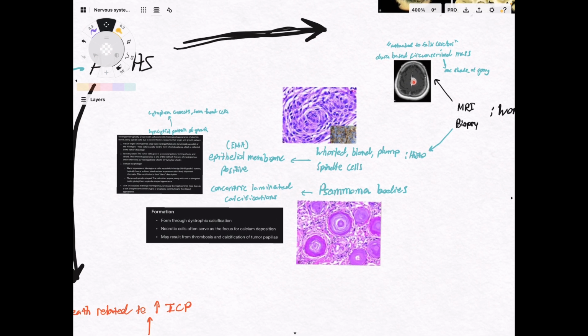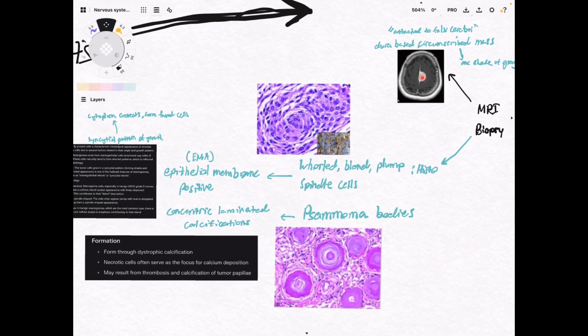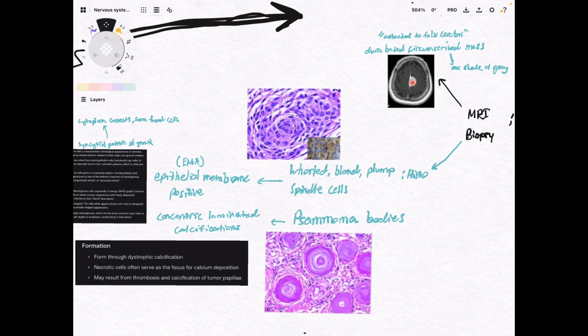Now, looking at a biopsy of this, what I want y'all to burn into your brains is that you're going to have whorled, bland, plump spindle cells. So I know that's a mouthful, but spindle cells are basically cells that have a syncytial pattern of growth. What syncytial pattern of growth means is the cytoplasm connects, and this causes these cells to become fused, and then they wrap around each other, which is why you have this whorled pattern to these spindle cells.